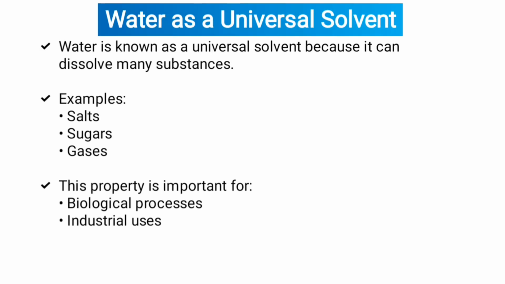Water is a universal solvent. Water is known as a universal solvent because it can dissolve many substances. Examples: salts, sugars, gases. This property is important for biological processes and industrial uses.